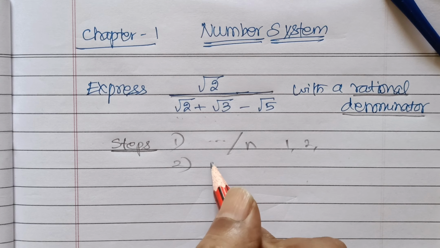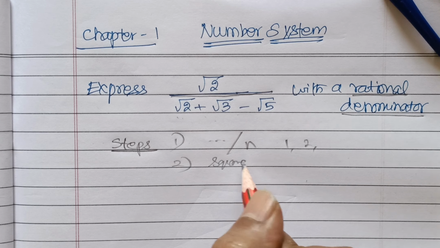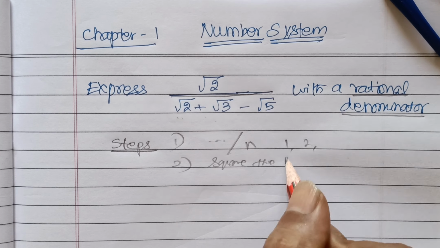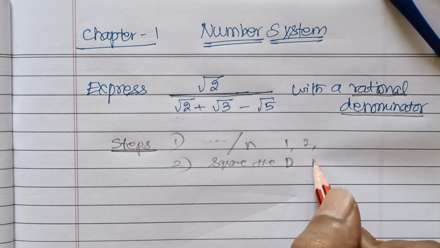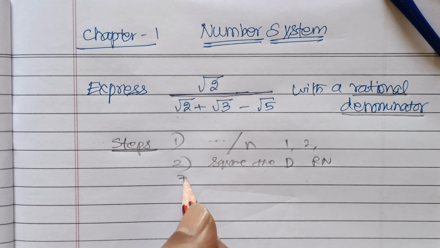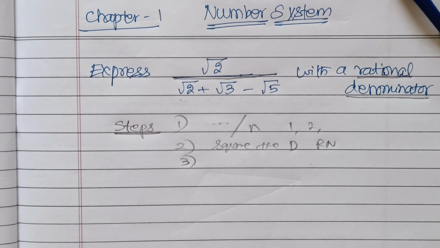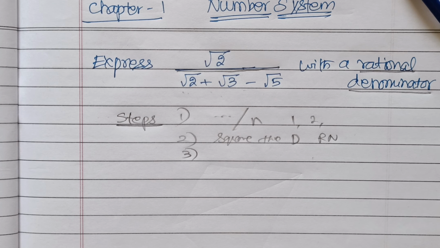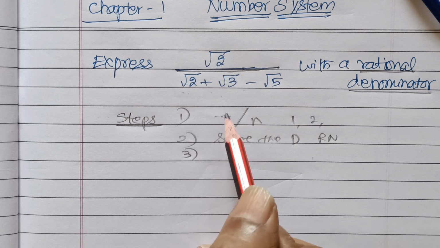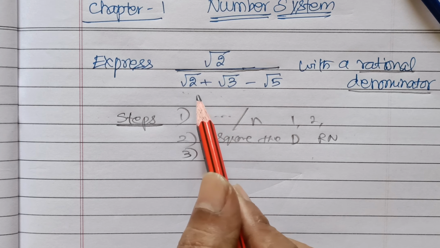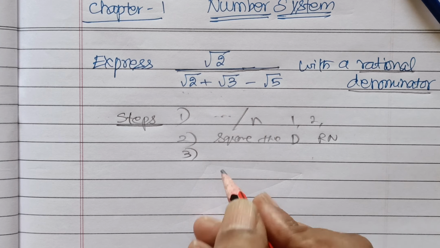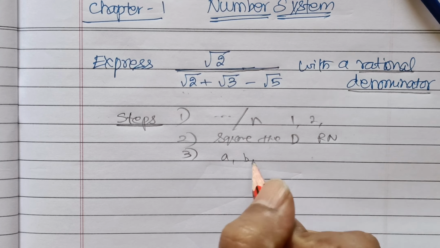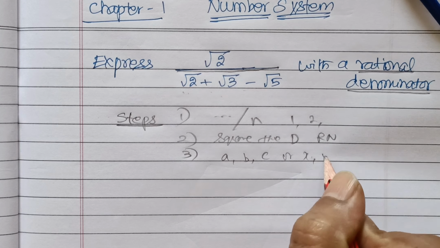That means we have to square the denominator to get a rational number, right? I put rational number. Okay. The third step is, can we apply some identity or not? Yeah, it looks like, but before we apply an identity, we have to see how we can group, because there are three variables a, b and c, or x, y and z.